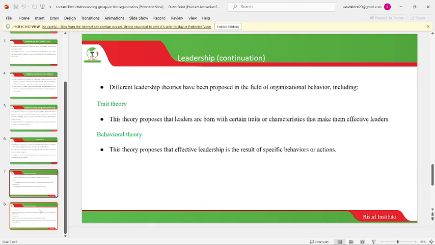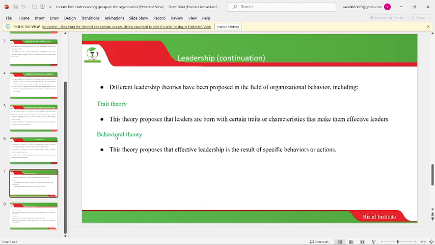Examples of such traits are intelligence, charisma, and confidence. So according to this theory, leaders are born, not made. They are born already with the characteristics of being confident, decisive, and intelligent. They're already born, but they're not made.